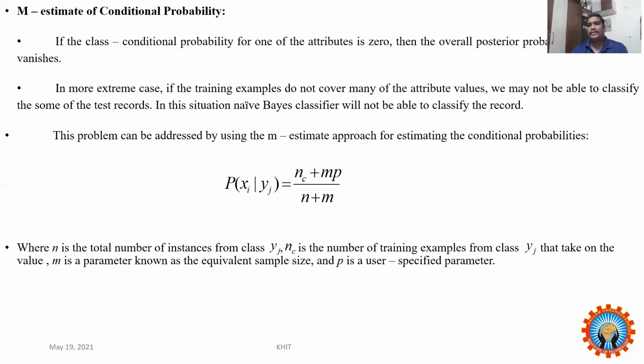Equivalent sample size, simply, we can call it the mean value. For example, if I have 5 training data, you calculate the mean value based upon the given 5 values. So m is the mean value, n is the total number of values, and nc is the particular categorical attribute value in a class label. In the textbook there is no particular example; it is research oriented, so the concept is taken from here only.